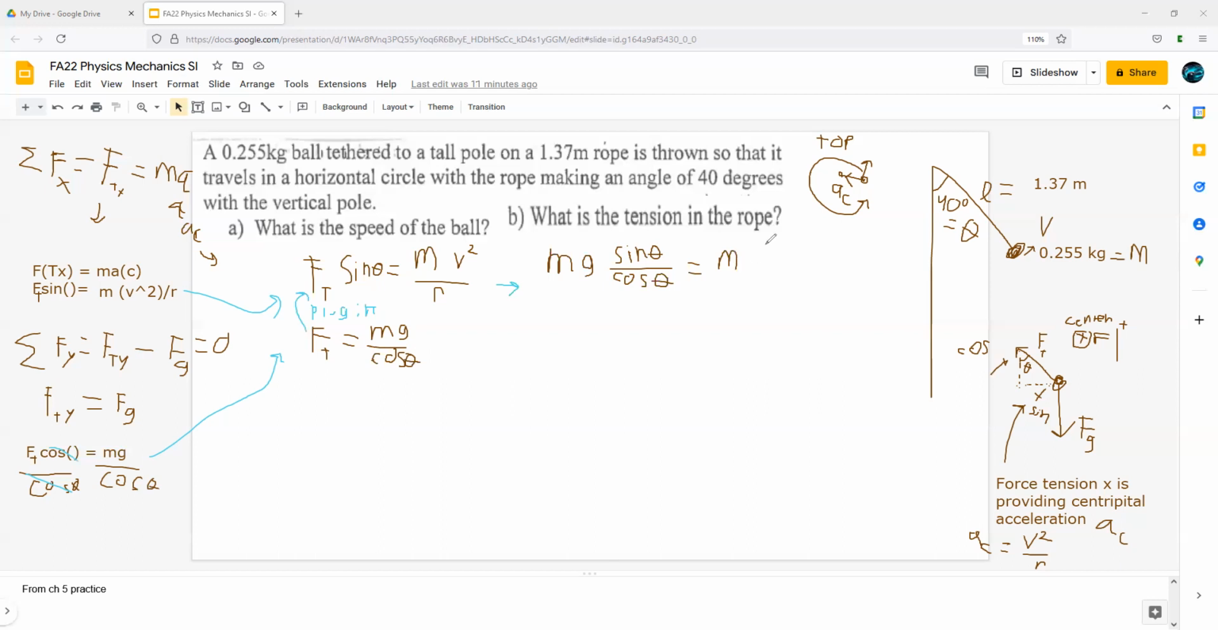I'm just gonna put this m out here. This is acceleration. Note that these two cancel out because they're both m. This becomes tangent theta. I guess we could do the whole multiply thing because we're gonna need to get rid of this r anyway. So this r gets rid of.